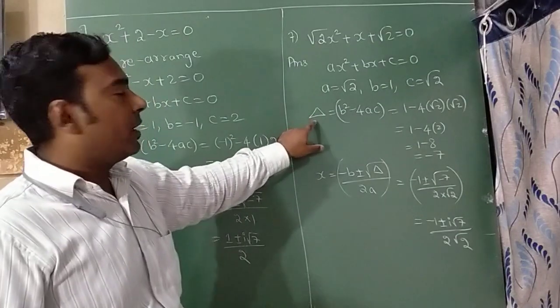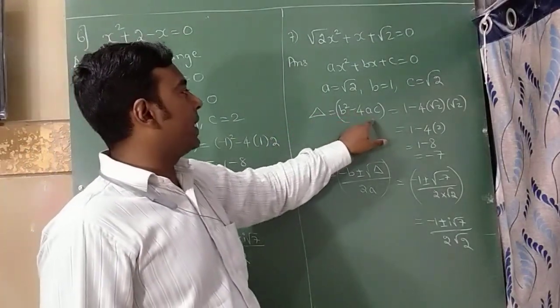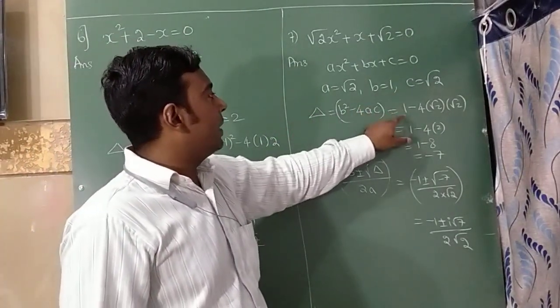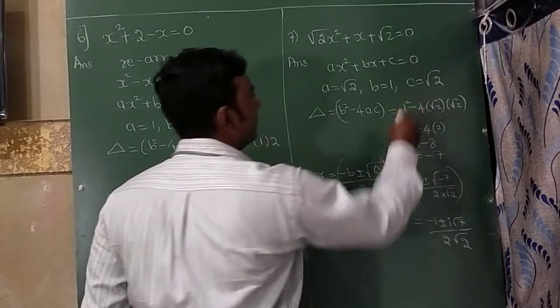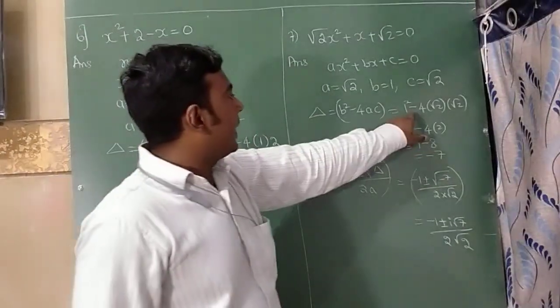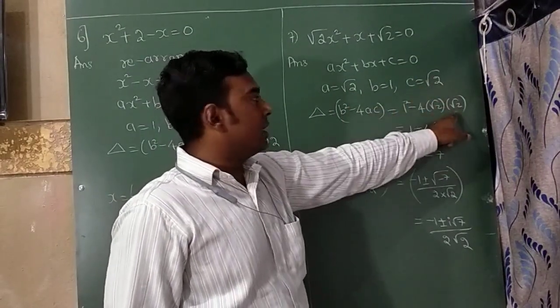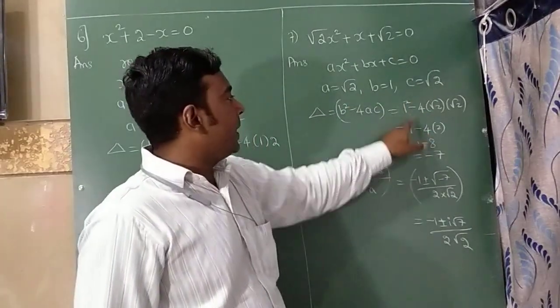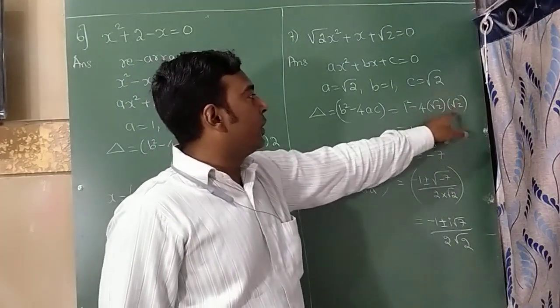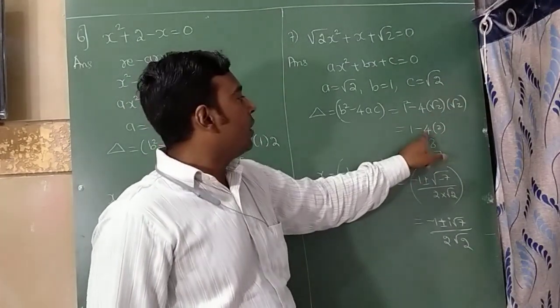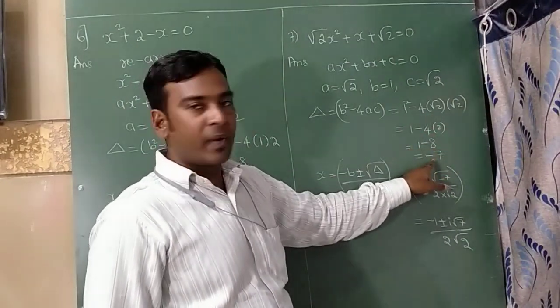Now the formula is delta is equal to b square minus 4ac. The b value is 1, so I'll write here 1 square, minus 4, where the a value is root 2 and the c value is root 2. 1 square is 1, minus 4 times root 2 into root 2, which is 2. 4 2s are 8, and 1 minus 8 is minus 7.